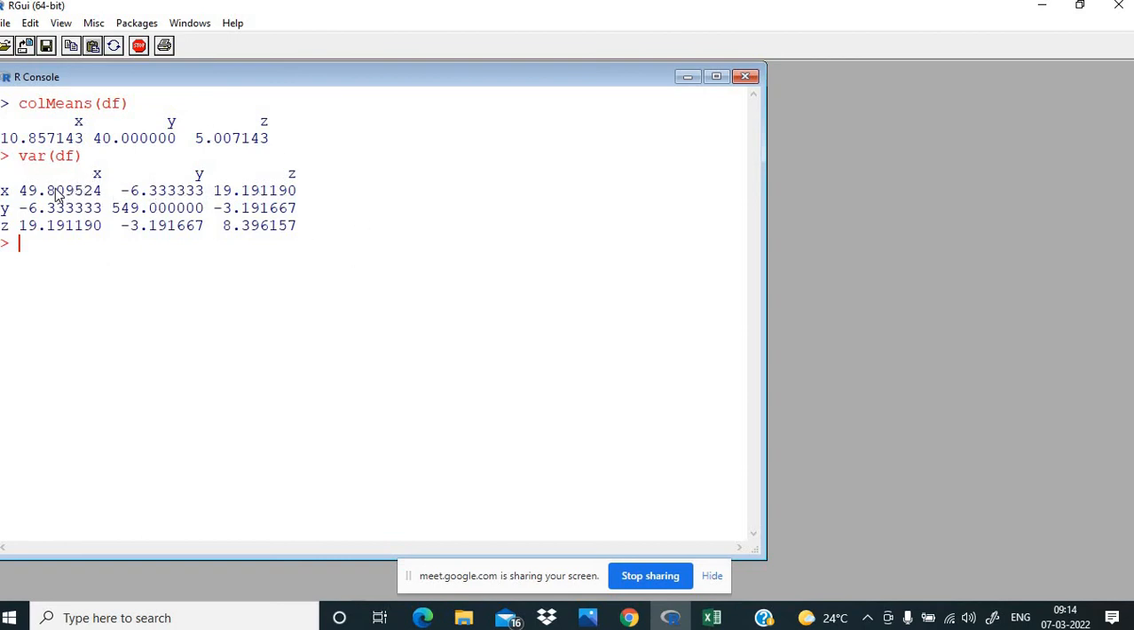This is the variance of x, this is the variance of y, and this is the variance of z. This is the covariance between x and y. This is the covariance between x and z, and so on. Does correlation work? COR is the command for correlation in R for a data frame. Let me check. No, it does not work.